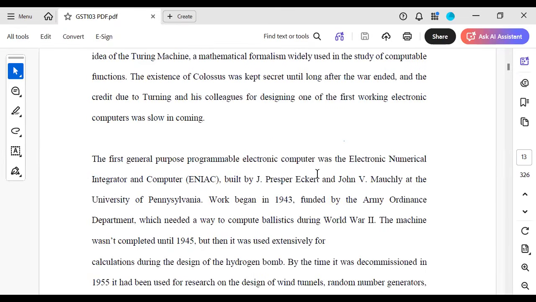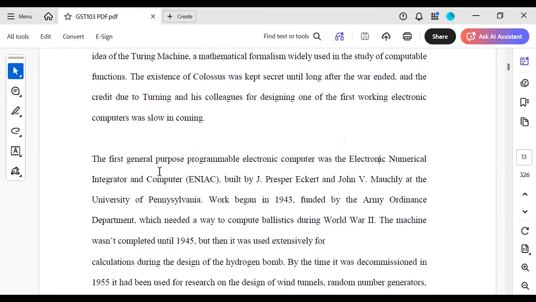All right. So the people that made that attempt were Presper Eckert and John Mauchly at the University of Pennsylvania. All you need to know here is the full meaning of ENIAC. And what is ENIAC? The first general purpose programmable electronic computer. It was programmable, a computer that they can program, not just an electronic machine. This one now is programmable.